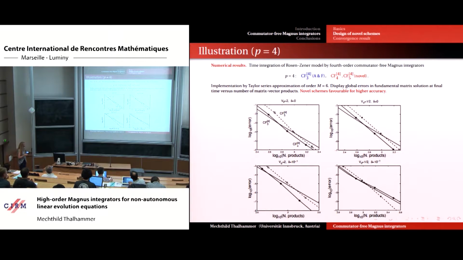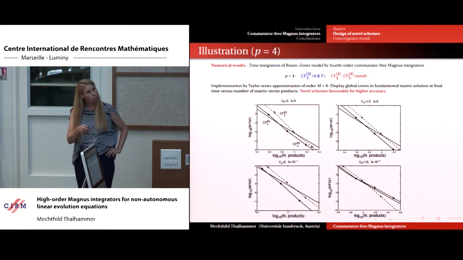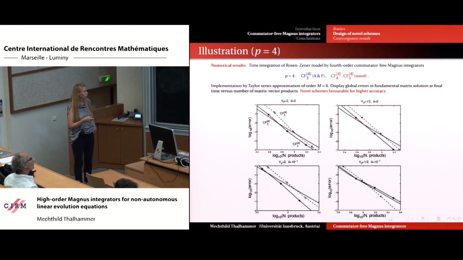Are they, let's say, more expensive in other regimes? And what you see here is the following. You have the logarithmic diagram of the global errors, and here you count the number of matrix vector multiplications as an indicator for the cost. This is the method by Alvermann and Feske, and in this case I put delta equal to 0, so let the Schrödinger type, no dissipation inside.